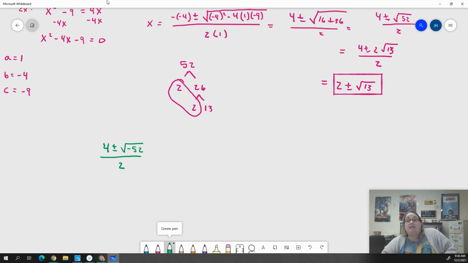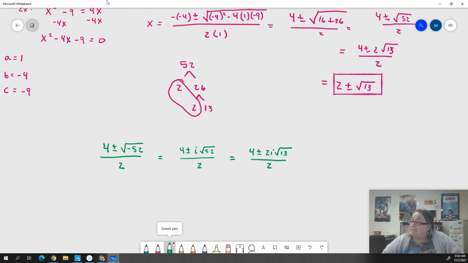It's an i. Anytime you have a negative under a square root, you can just pull it out as an i. So if I'm looking at this, I could rewrite it as 4 plus or minus i times the square root of 52 over 2. And then I could go ahead and break down the 52 the exact same way that I did before. So I would have 4 plus or minus 2i times the square root of 13 over 2.